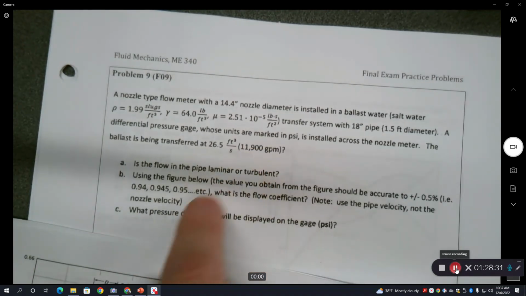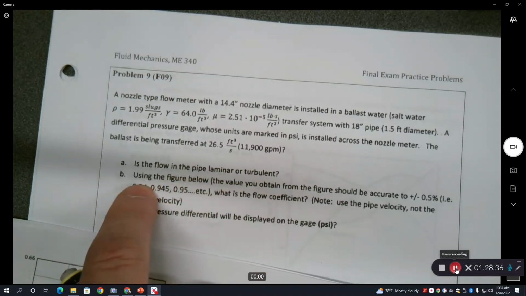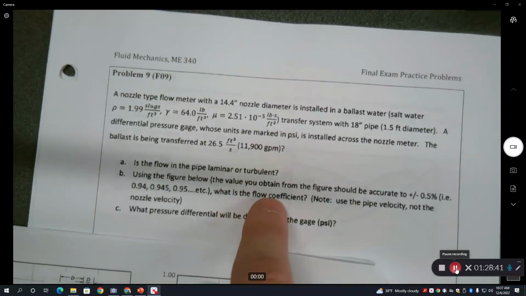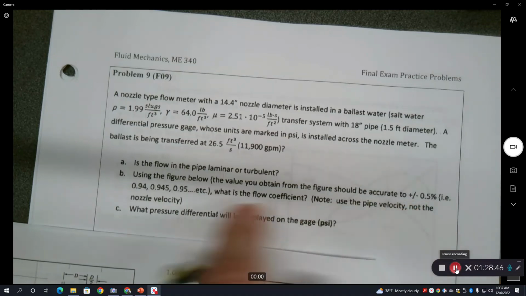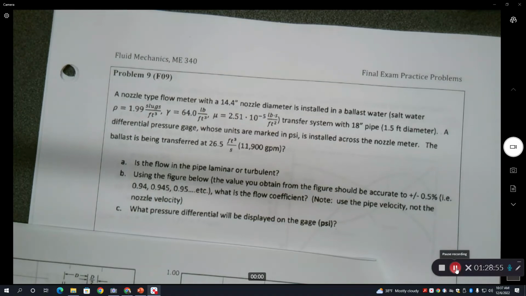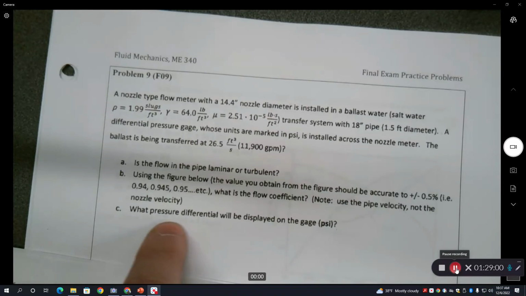the flow right there. Is the flow in the pipe laminar or turbulent? Using the figure below, the value obtained from the figure should be accurate to plus or minus 5%. What is the flow coefficient? Note, use the pipe velocity, not the nozzle velocity. That's an important thing to note right there. What pressure differential will be displayed on the gauge, right?